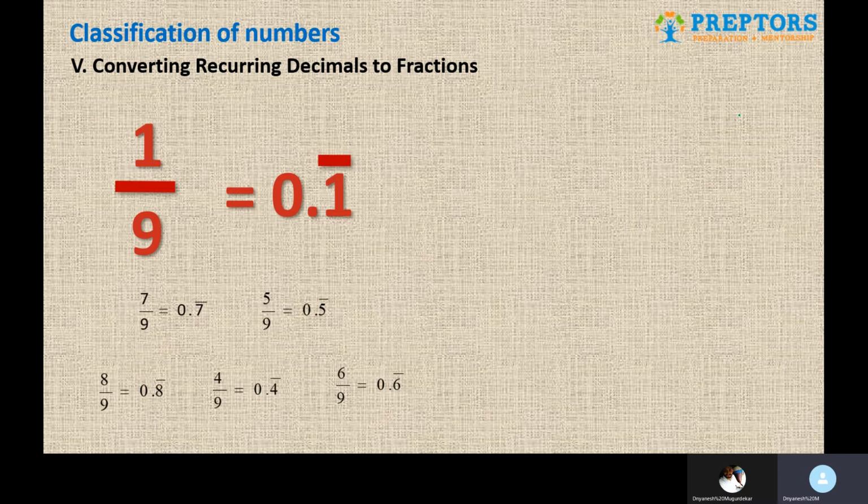And the only reason to do all these examples is for us to again derive one small and important point, which is that if you ever want to recur one single digit, you always divide that digit by 9. So 1 recurring is 1 by 9, 8 recurring is 8 by 9, 4 recurring is 4 by 9, 7 recurring is 7 by 9, 5 recurring is 5 by 9. If you ever want to recur one single digit, divide that digit by 9. That's a very crucial and very small point that you have to remember.